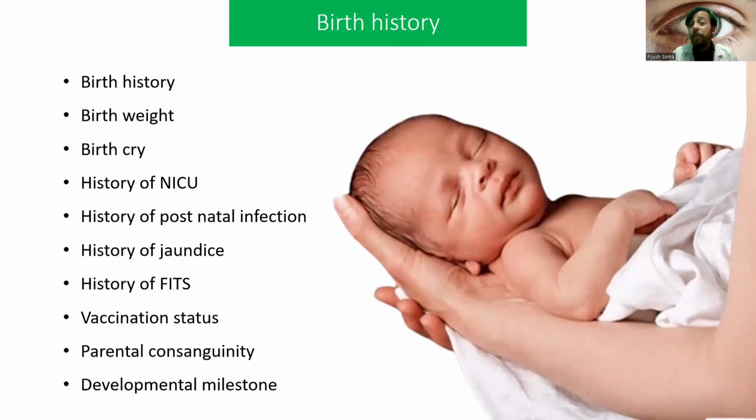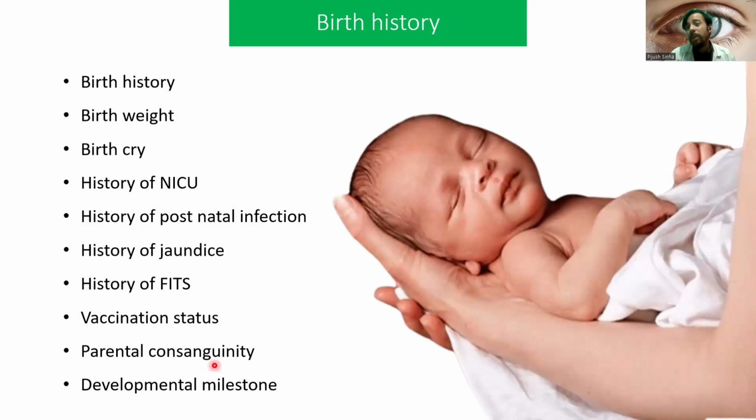If the patient is a child, then in every child you need to take the birth history properly. In birth history, you will ask at what time period the baby was born, whether it was a full-term cesarean delivery or a full-term normal delivery. Then the birth weight, which indicates what the weight of the child was. Then birth cry, immediate or delayed, and history of NICU, for how many days he was in NICU. That is also a very important finding. Then history of postnatal infection, history of jaundice, history of fits, and vaccination status, whether it is completed or ongoing. All such things you need to write in your history section properly.